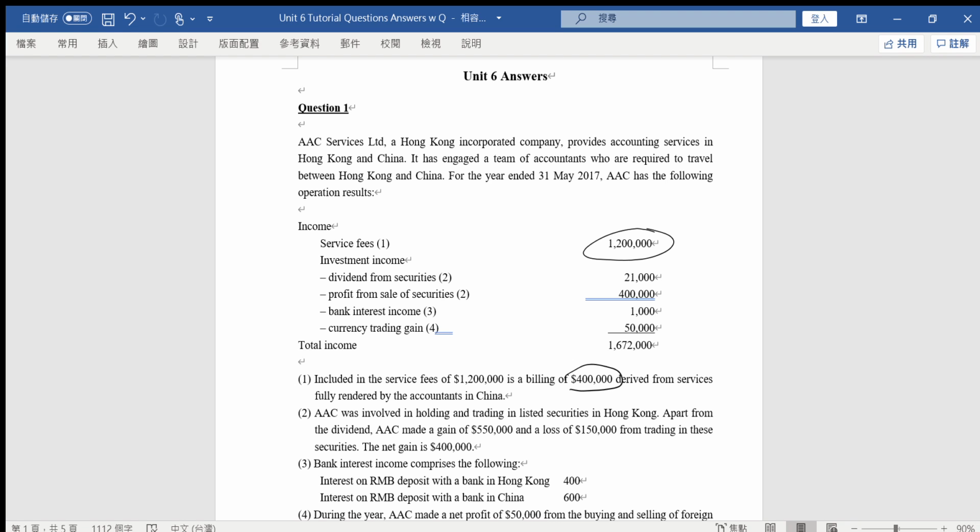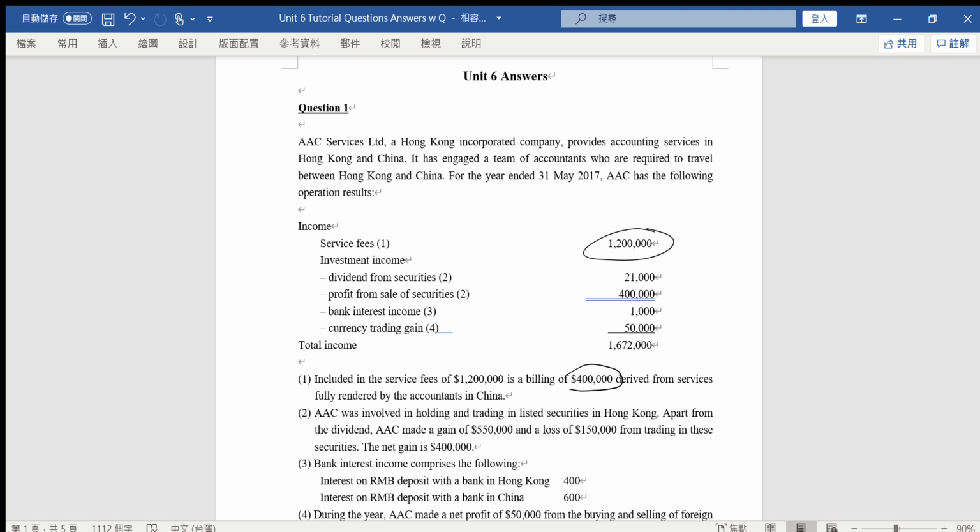By looking at this, the service is provided by a team of accountants in China. And according to the locality of the profit, the service is fully rendered in China. With logical thinking, you will find that based on the ordinance and DIPN 31, that should be non-Hong Kong source. And possibly this $400,000 will be exempt from the Hong Kong profit tax.